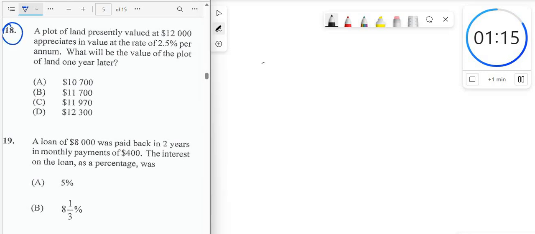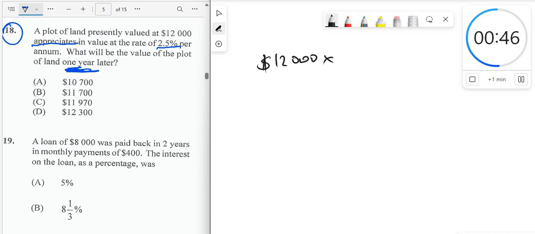All right. So 18: a plot of land presently valued at $12,000 appreciates. And appreciate means the value goes up by 2.5% every year. Now, what will be the value of the plot of land 1 year later? So it just goes up by 2.5%, just 1 year. The value is $12,000, and it appreciates by 2.5%.